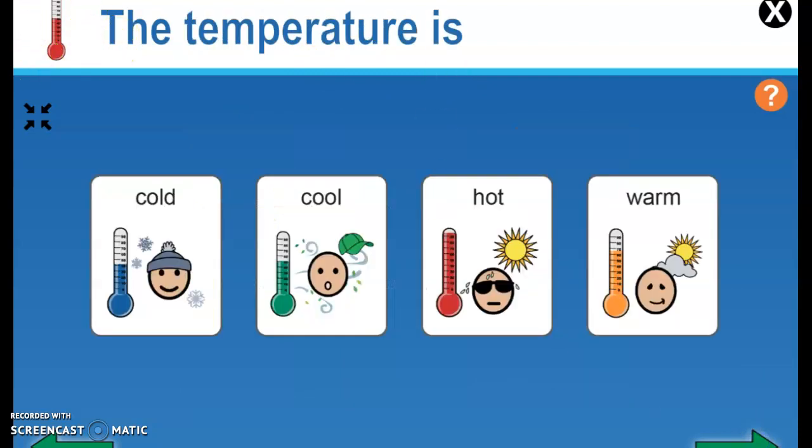All right, this picture goes along with the weather. The temperature is. Temperature. So Miss Ainsley's looking, and right now the temperature is 53 degrees, and it's not going to change a ton today. So the temperature is cool. Touch cool. The temperature is cool.